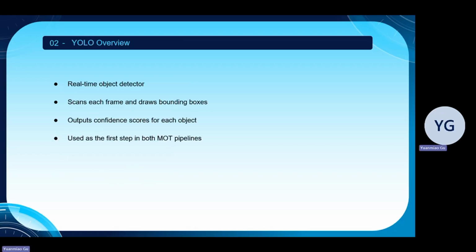YOLO stands for You Only Look Once. It is a real-time object detector. For each frame in a video, YOLO draws bounding boxes around the detected objects and gives a confidence score. This detection step is used at the beginning of both MOT pipelines.